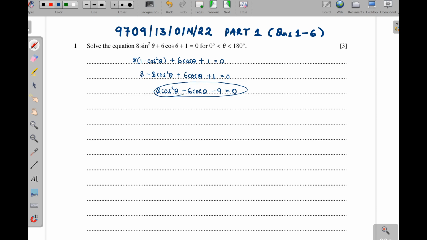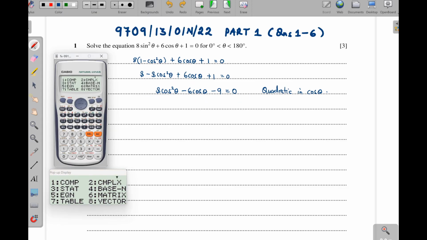Now, this is a quadratic equation in cos theta. So this is a quadratic in cos of theta. So I can solve this using a calculator. Let me check whether it is factorizable. So I will go to mode, then equation is 5, and then 3 is quadratic. I put 8, then minus 6, and then we put minus 9. And then from here we get 3 over 2, and then negative 3 over 4.